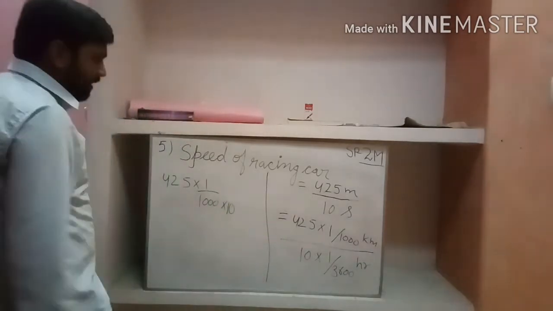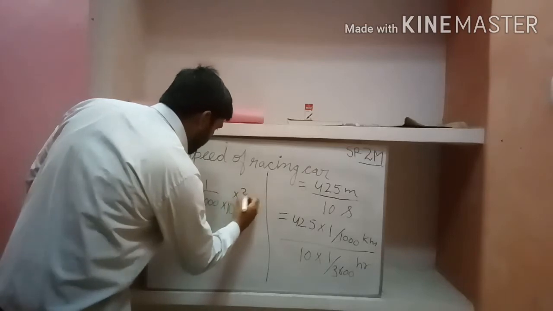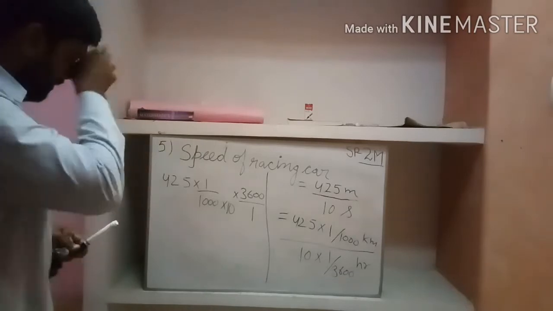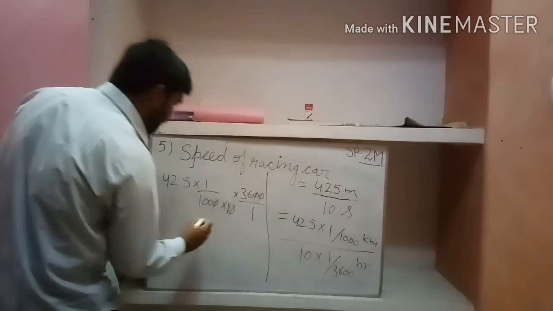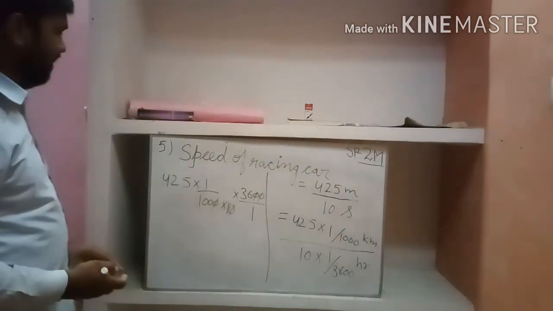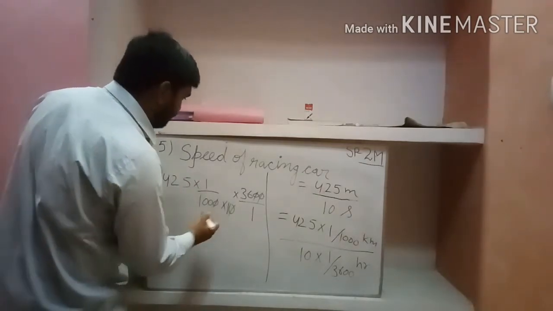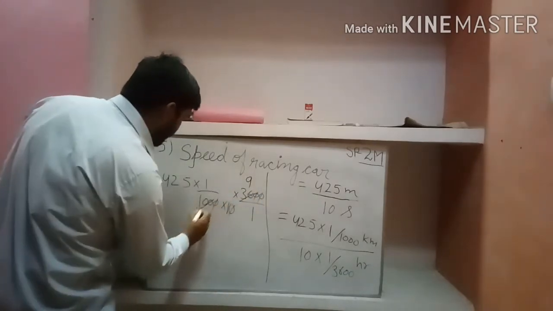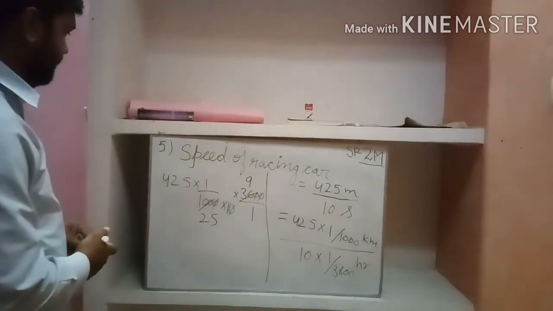And 1 by 3600, when this division turns into multiplication, this will become 3600 by 1. Okay. Now you see, this 0 is cancelled by this 0. So what did we get here? 425 into 36 by 100. Again, if you simplify these numbers, what are you going to get? See, 4 9s are 36, 4 25s are 100. That also we can do here. So we simplify it. Okay.